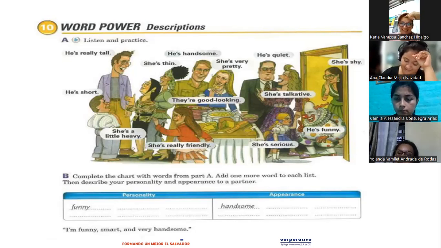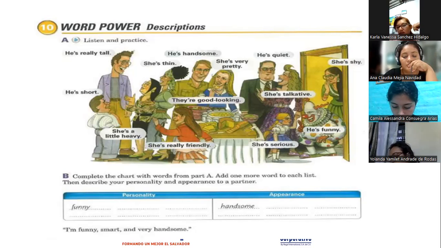Y vemos la que sigue, que es she's thin. She's thin. Ese es lo opuesto a heavy. En este caso, pues es, ella es delgada. Vemos ahí thin, like T-H-I-N. Entonces ella es delgada. ¿Cuál sería la siguiente?